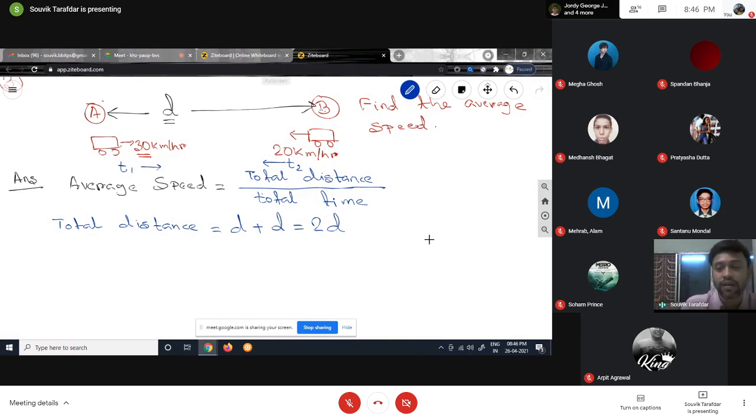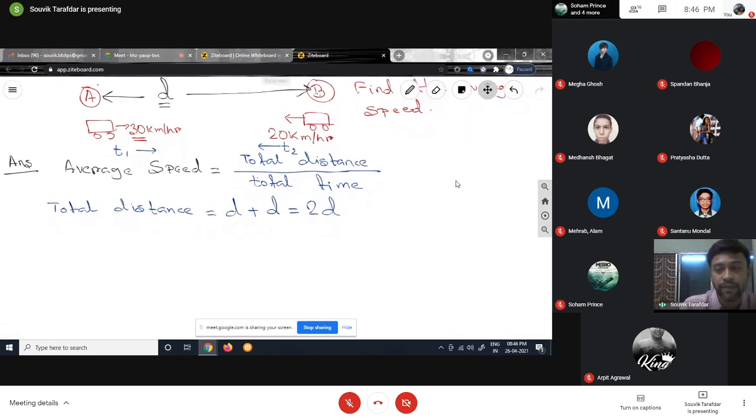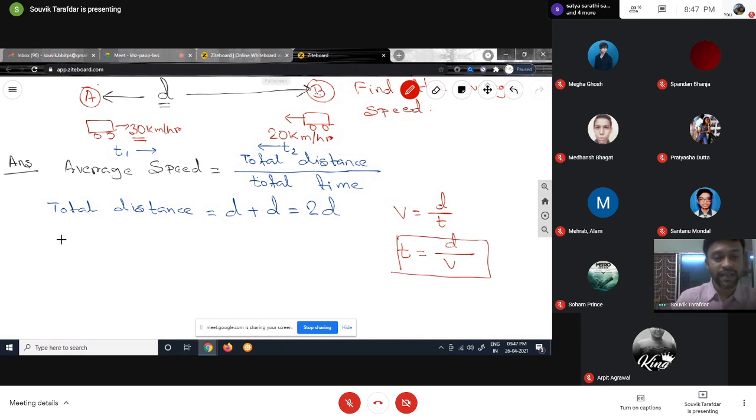Now coming for total time. Before that, we need to know the formula of uniform velocity. See, uniform velocity formula is V is equal to d by t, isn't it? So from here, t is equal to d by v. T is equal to D by V. This formula we are going to use to find total time.